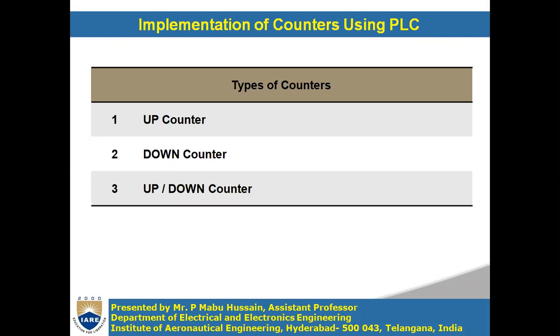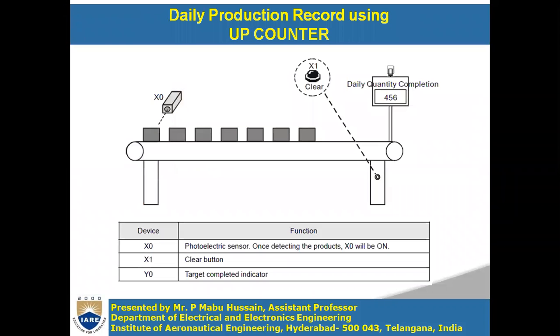Generally, a down counter alone cannot be used. It is generally used along with the up counter. So for that purpose, we are not going to discuss the down counter. We are going to discuss only the up and up down counters, one and three. As for the second one, the down counter cannot be used alone in most cases. Let us see the first one, the up counter.